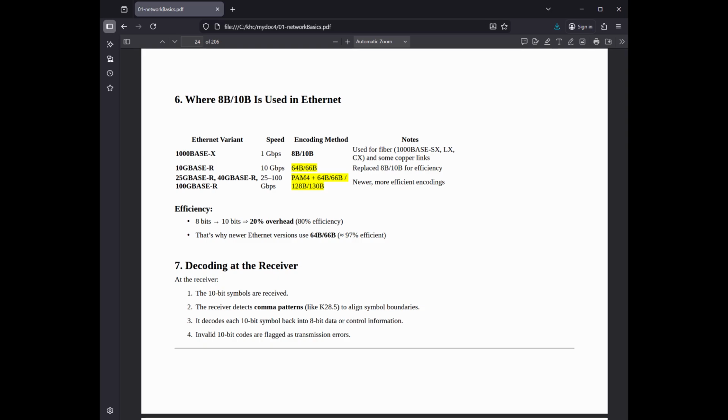The 10-bit symbol is looked up in the receiver's internal 8B/10B lookup tables. If the symbol matches a valid data symbol, D symbol, or control symbol, K symbol, the decoder outputs the original 8-bit data byte and updates its internal running disparity counter.